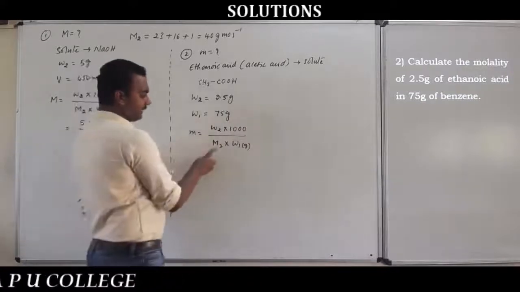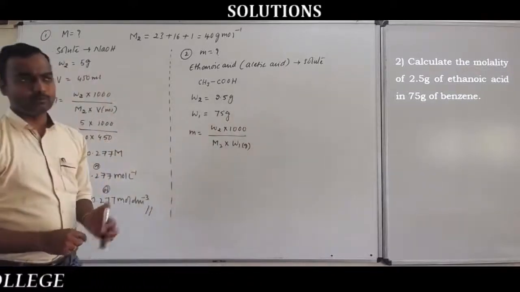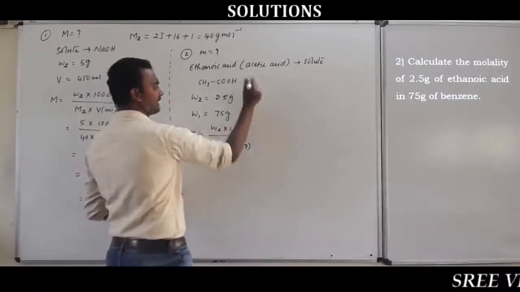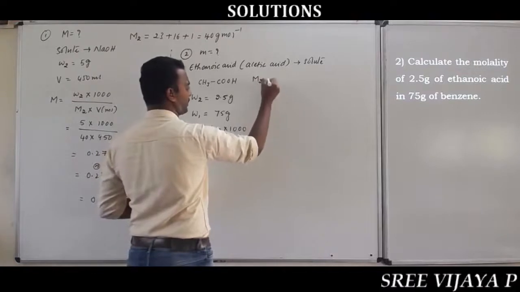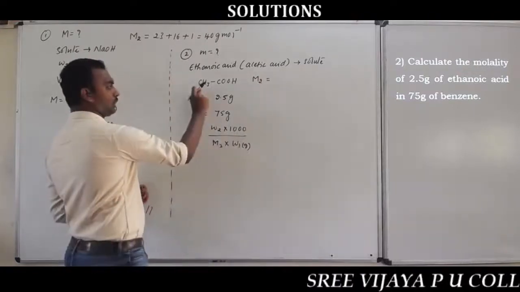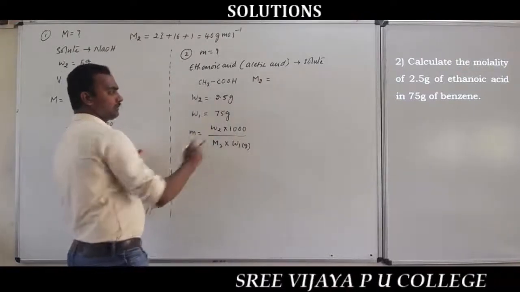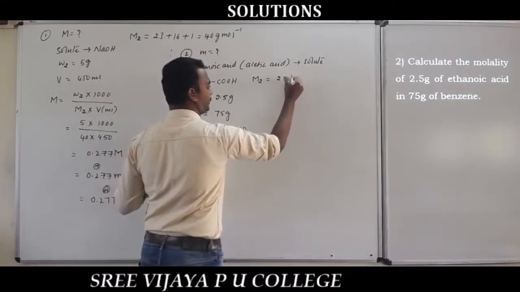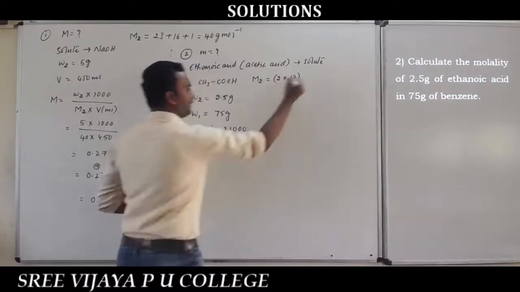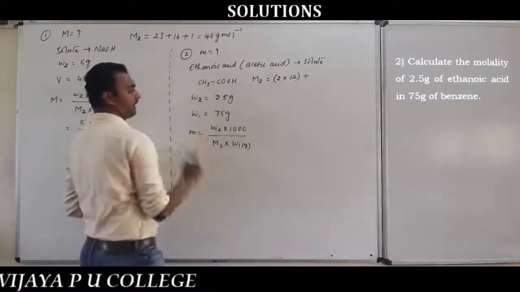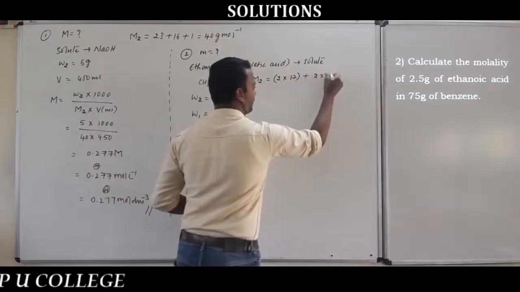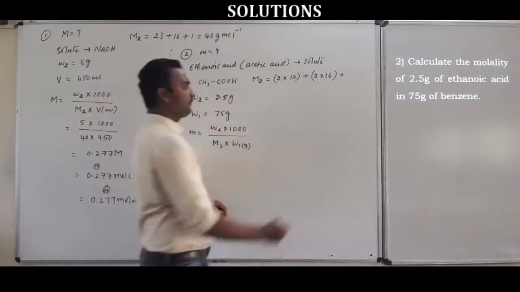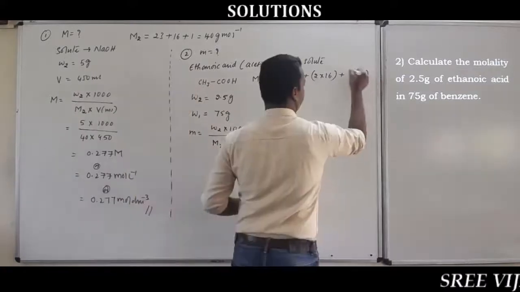Now before that, M2 we have to calculate. M2 is nothing but molar mass of the solute. So which is the solute here? Ethanoic acid or acetic acid. Therefore, molar mass of solute M2 is equal to: carbon, atomic mass of carbon is 12, so 2 into 12, 2 carbons, that is for carbon, plus oxygen, 2 into atomic mass of oxygen 16, plus hydrogen 4, so 4 into atomic mass of hydrogen is 1.